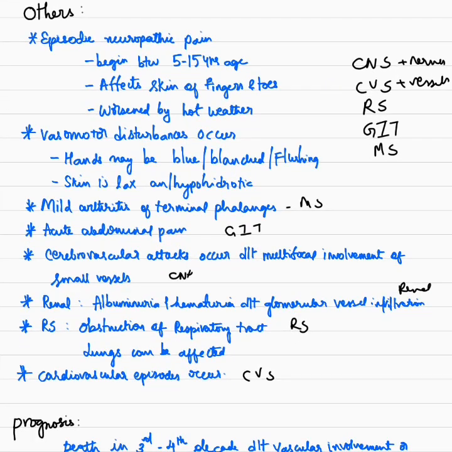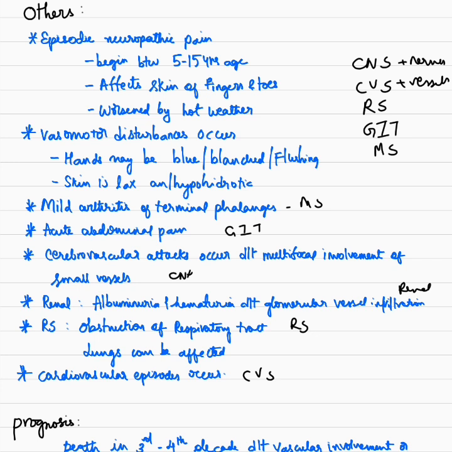Coming to some of the other features, all the systems that you can imagine will be involved because of this infiltration of glycosphingolipid. Episodic neuropathic pain occurs between the age of 5 to 15 years, and it affects the skin of fingers and toes, and it is worsened by hot weather. Vasomotor disturbances occur due to involvement of the autonomic nervous system, and hands may be blue, blanched or flushed, and the skin is lax, and it can be anhidrotic or hypohidrotic.